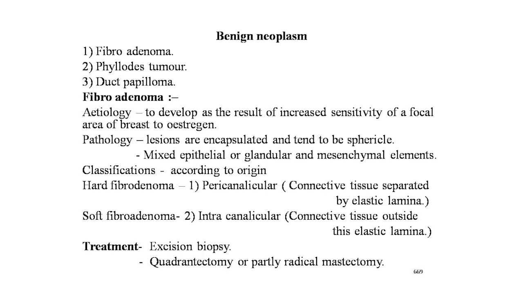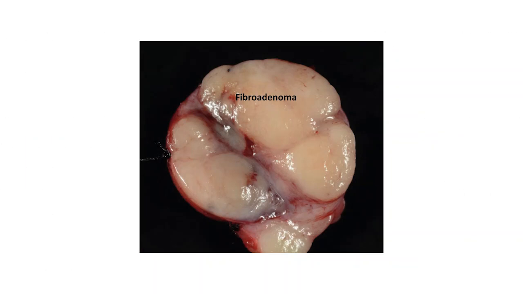Dear students, here the cut section of the Fibro-Adenoma is clearly seen, which is a hard Fibro-Adenoma. Pericanalicular connective tissue separated by the elastic lamina is clearly seen in this image.